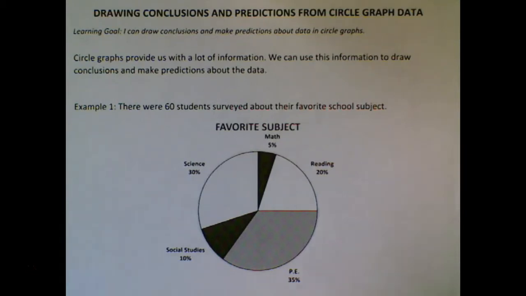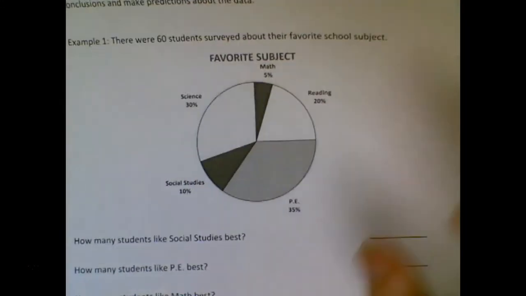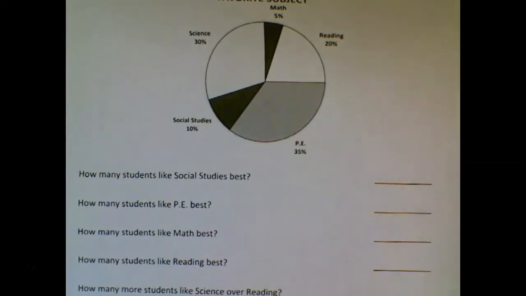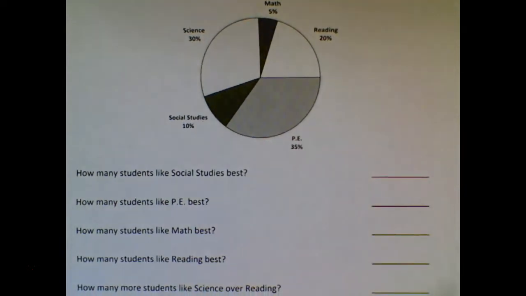All right, so we're going to draw some conclusions based on this. We are going to do a little bit of work to figure out how many people actually prefer each of these. So we're going to take a look at these questions, figure out some things about the information that we have available to us, and then make a prediction for what could happen.